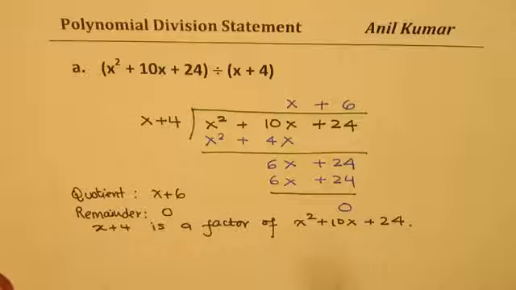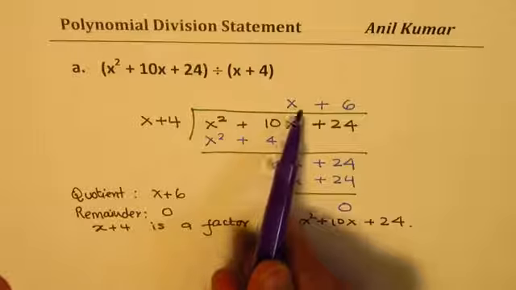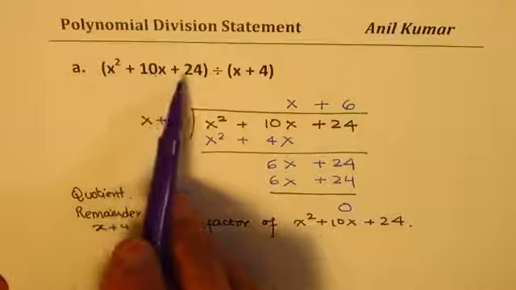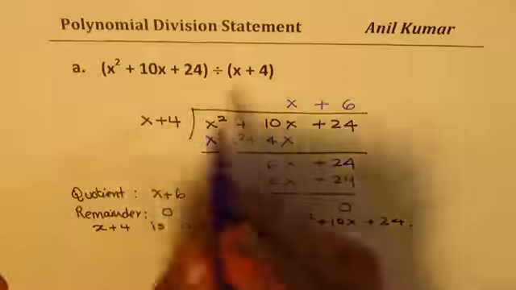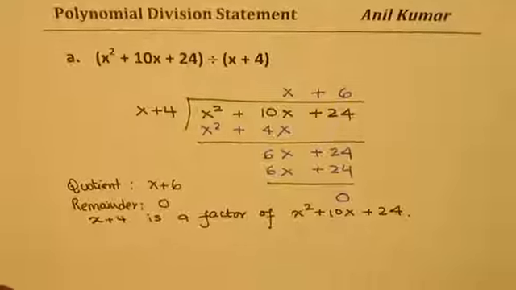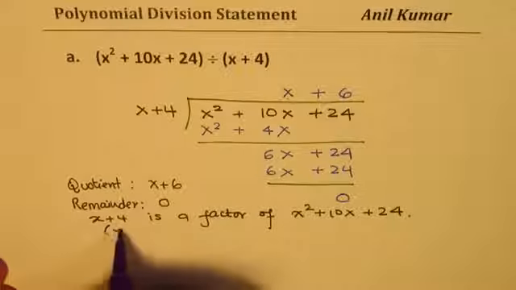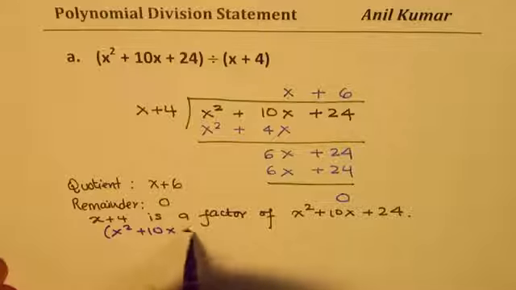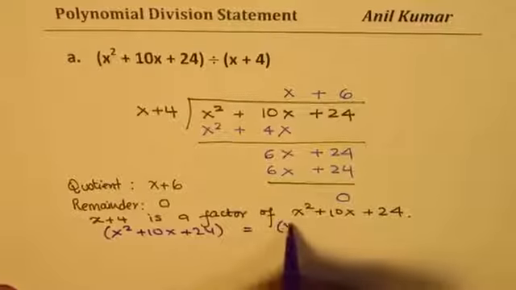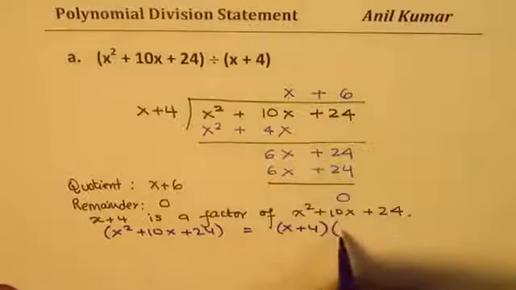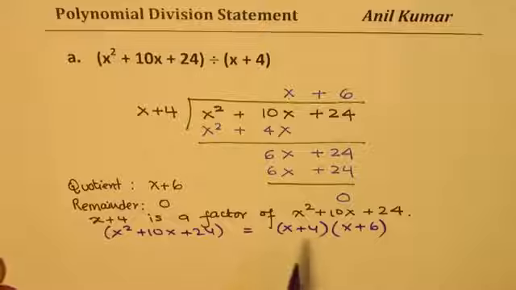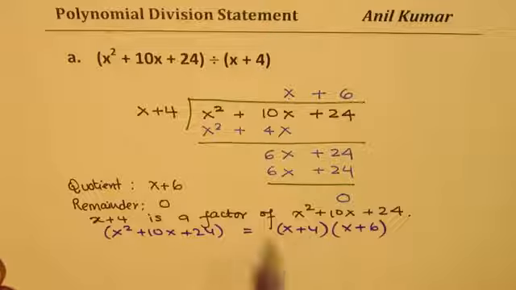So you will realize that if you multiply x plus 4 and x plus 6, we get x squared plus 10x plus 24, right? So we could also write this like this, which is also a division statement. That is to say that x squared plus 10x plus 24 is actually equal to x plus 4 times the quotient, which is x plus 6, right? Clearly, x plus 4 is a factor. It divides fully into x squared plus 10x plus 24, right? So whenever you get remainder 0, that means we have got a factor. Now let's look into the next example.